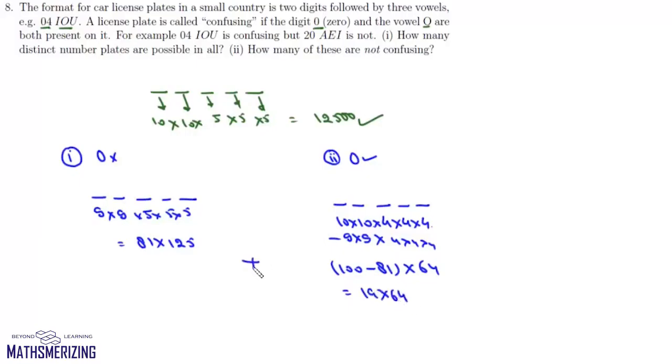Now we need to add them. So the total number of plates which are not confusing is 11341, and that is the answer to this question.